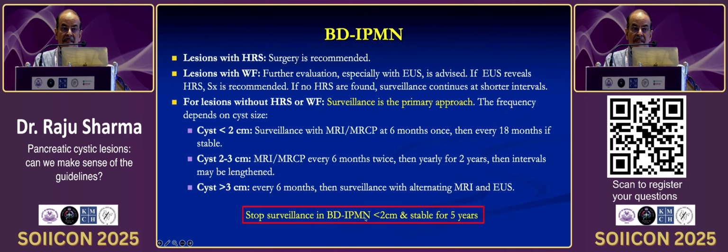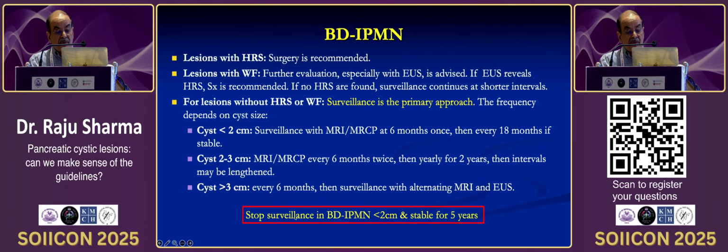Branch duct IPMNs are the ones which are even more complicated, because they may be kept on surveillance unless they show some of these worrisome features that I have been talking about. There have been guidelines laid down for how you should keep them on surveillance. Cysts smaller than 2 centimeters, surveillance every 6 months, once at 6 months, then every 18 months. Cysts between 2 to 3, once at 6 months, then yearly for 2 years. And cysts larger than 3 centimeters should need to be evaluated using either MR or EUS every 6 months.